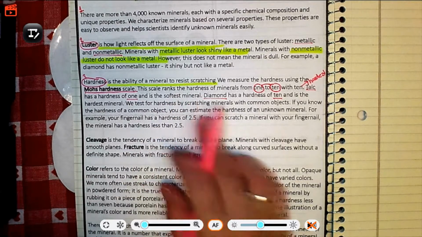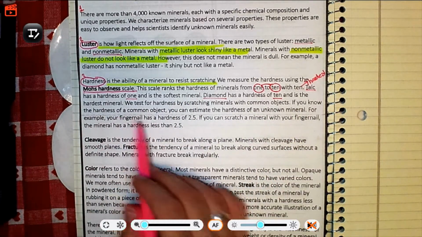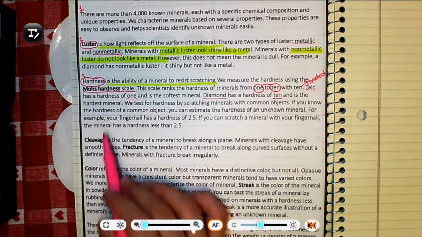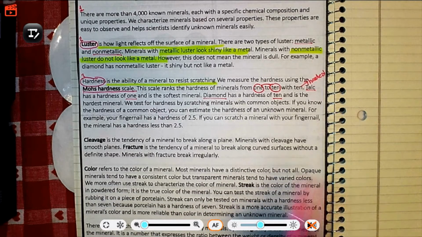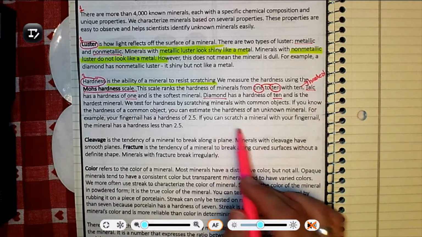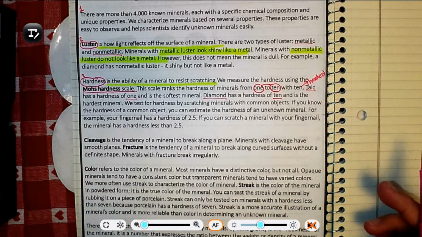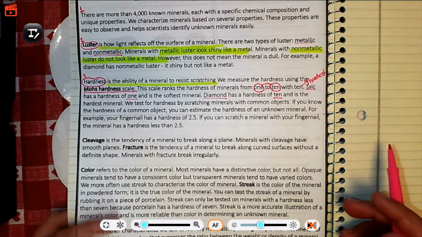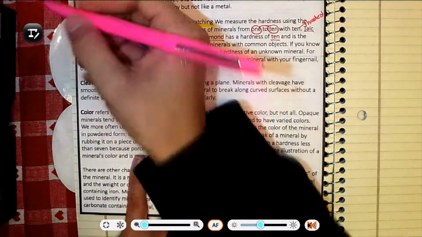We test for hardness by scratching minerals with common objects. If you know the hardness of a common object, you can estimate the hardness of an unknown material. For example, your fingernail has a hardness of 2.5. If you can scratch a mineral with your fingernail, the mineral has a hardness of less than 2.5. Okay, our next property in paragraph 3 is called cleavage.